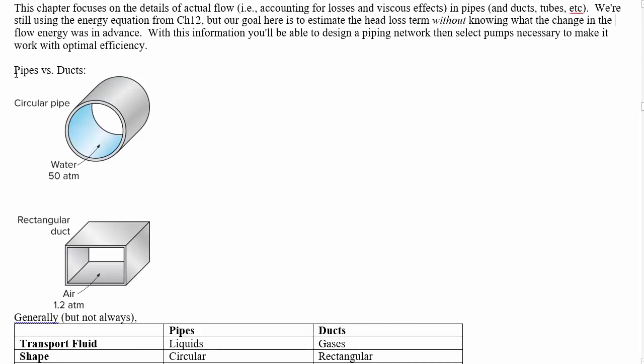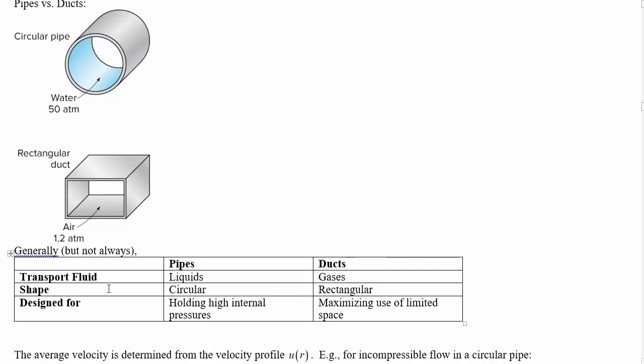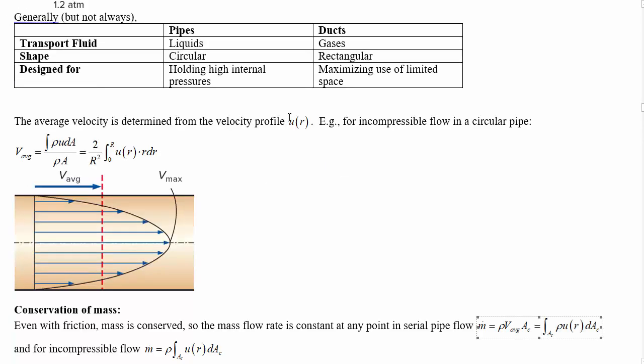Okay, pipes versus ducts. A pipe is for generally transporting liquids, and because of that, the main thing that you want to do is hold high internal pressures, and so they end up being circular. A duct is for transporting gases, so the main thing that you want to do is maximize the use of limited space inside a building. Holding high internal pressures isn't so important anymore, and that means your optimal shape is going to be rectangular. This is, in general, not always. There's definitely exceptions.